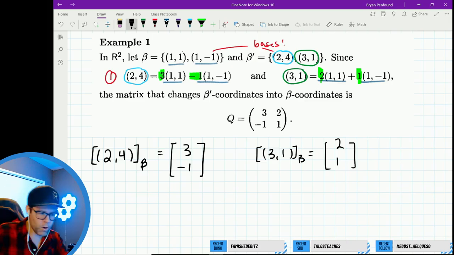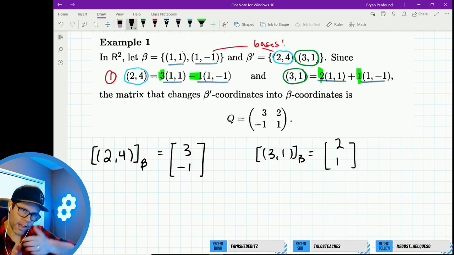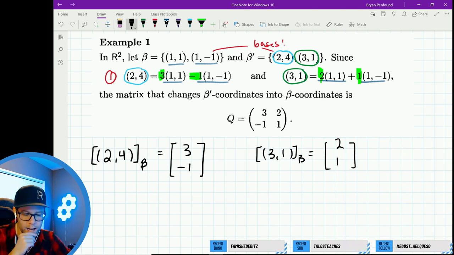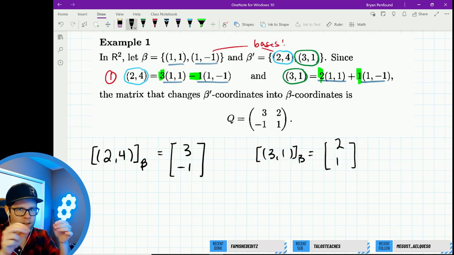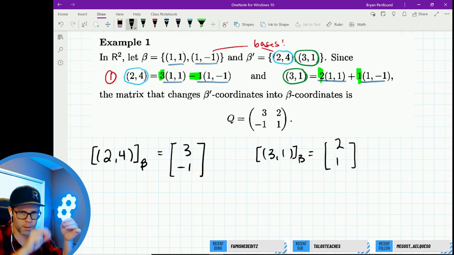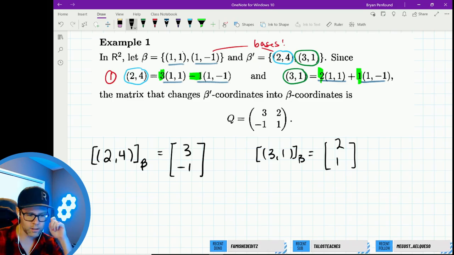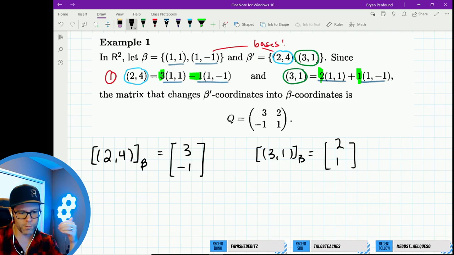So that 2 and that 1 become the coordinates that tell me how to move around, for example, in the vector space that I'm working with. It's kind of like the x and y coordinates that we use for real numbers. I need to move this many steps in the right or left direction and this many steps up or down. Same kind of thing here. I have 2 basis vectors giving me directions on a particular set of axes, and the 3, negative 1 and the 2, 1 are telling me how many steps I need to move in that direction to get to the vector 2, 4, or to get to the vector 3, 1.